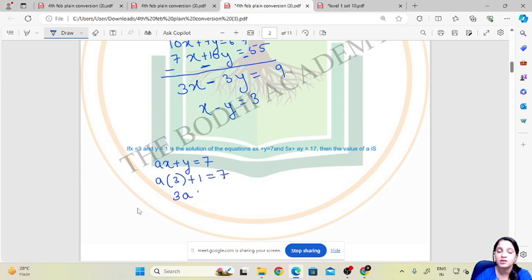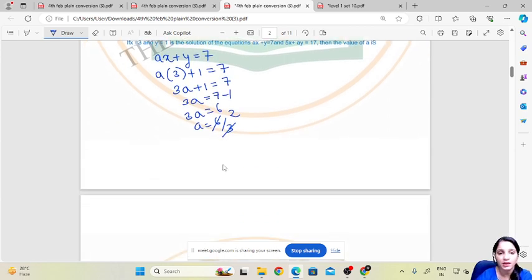So this becomes 3a plus 1 equal to 7. So 3a is equal to 7 minus 1, 3a is equal to 6. So a is equal to 6 upon 3, 3 twos are 6. So a is equal to 2, is the answer.